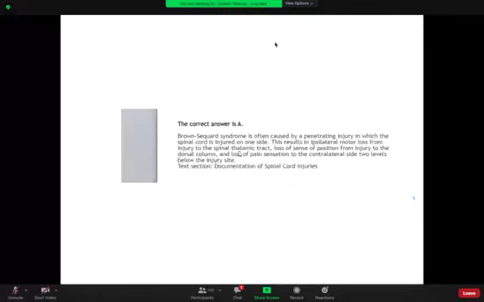Brown-Séquard syndrome is often caused by a penetrating injury in which the spinal cord is injured on one side. It results in ipsilateral motor loss from injury to the corticospinal tract, loss of sense of position from injury to the dorsal column, and loss of pain sensation on the contralateral side, 2 levels below the injury site.